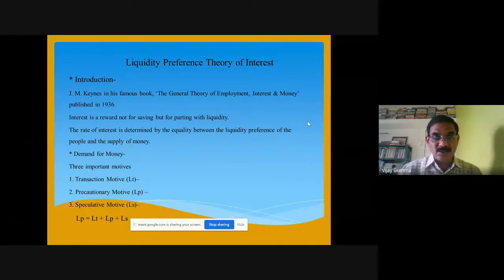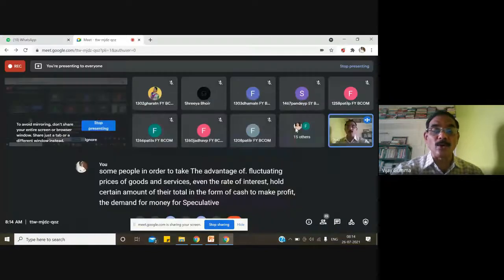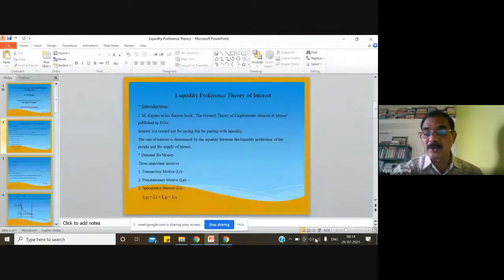See, prices of goods and services, even the rate of interest, always fluctuate in the market. So some people, in order to take advantage of fluctuating prices of goods and services, even the rate of interest, hold a certain amount of their total in the form of cash to make profit. The demand for money for speculative motive is called liquidity preference for speculative motive.